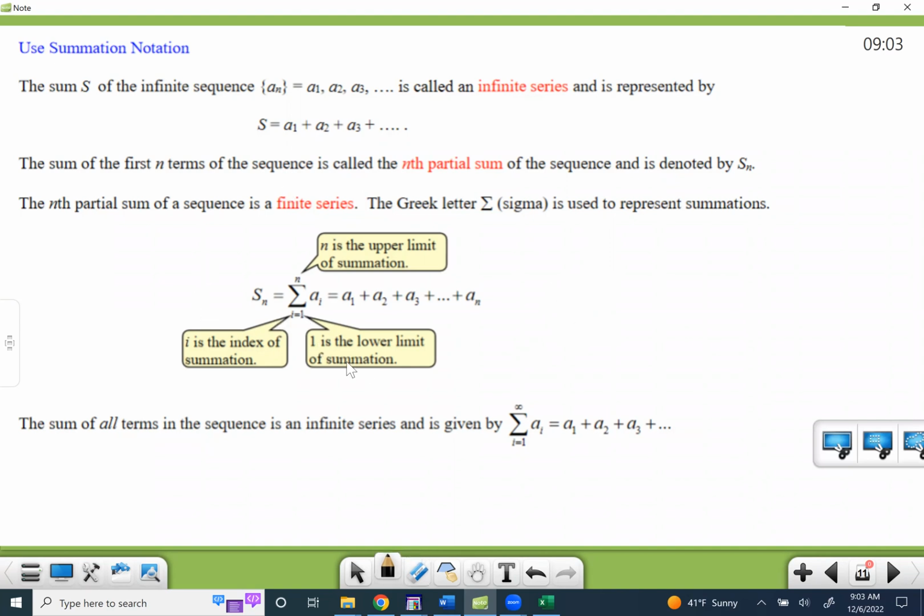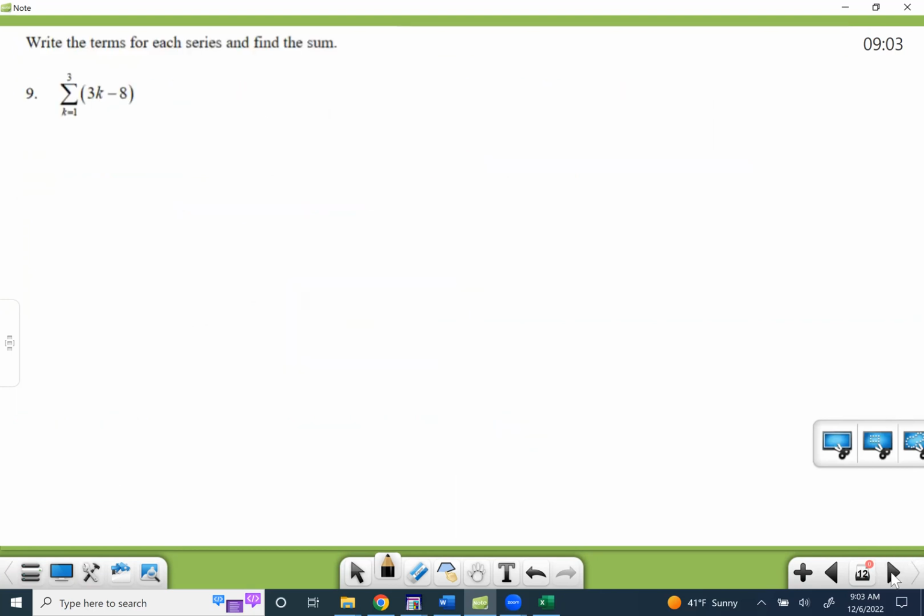Now, the bottom number below sigma is the first number you're going to plug in. It's not always 1. It could be 0, it could be 2, it could be whatever. But that's the first number you plug in. So let's say it was a 3. If you plug in a 3, the next one you plug in is a 4, then a 5, and you just keep plugging them in until you get to the top number, and then you stop. This is a finite series because the top number is a number. This is an infinite series because the top is infinity. That means do it forever.